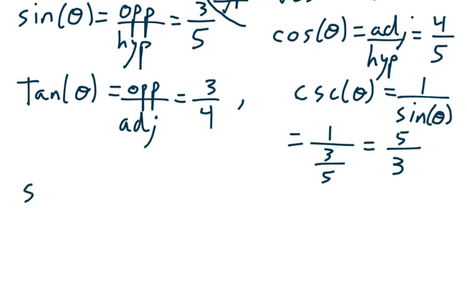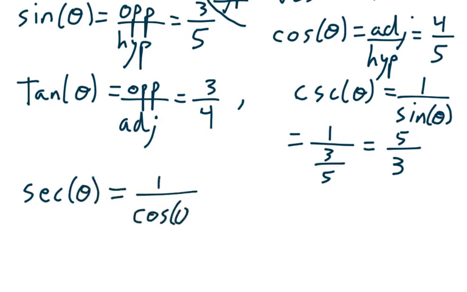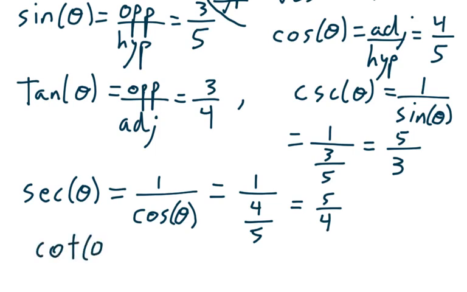So now for secant of theta, that is 1 over cosine of theta. So essentially we're going to do the same thing as we did with cosecant, except now we have 4 over 5. So we have 1 over 4 over 5, which is the same as 5 over 4. And finally, cotangent of theta, that's 1 over tangent.